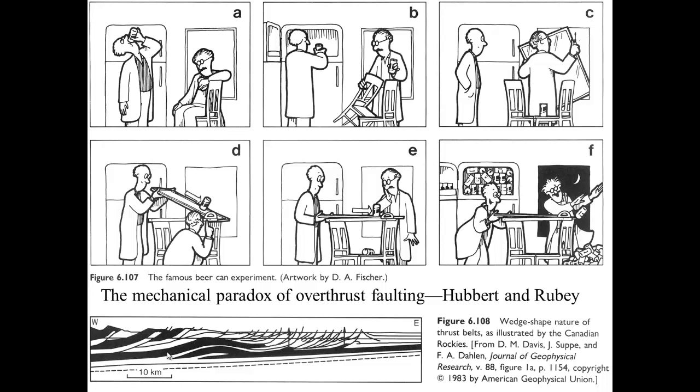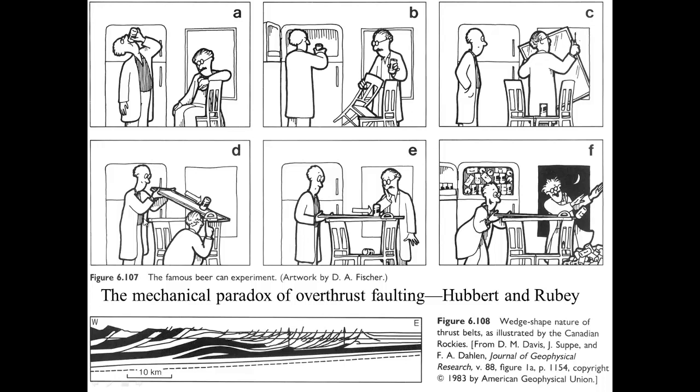So the idea comes from this experiment that's shown in a funny way in this cartoon above, where these two structural geologists, Hubbert and Rubey, were thinking about this problem, and they were having these cold beverages in these cans, and they said, well, why don't we put one in the freezer? So then they got a window out of the wall, and they put it on the table here.